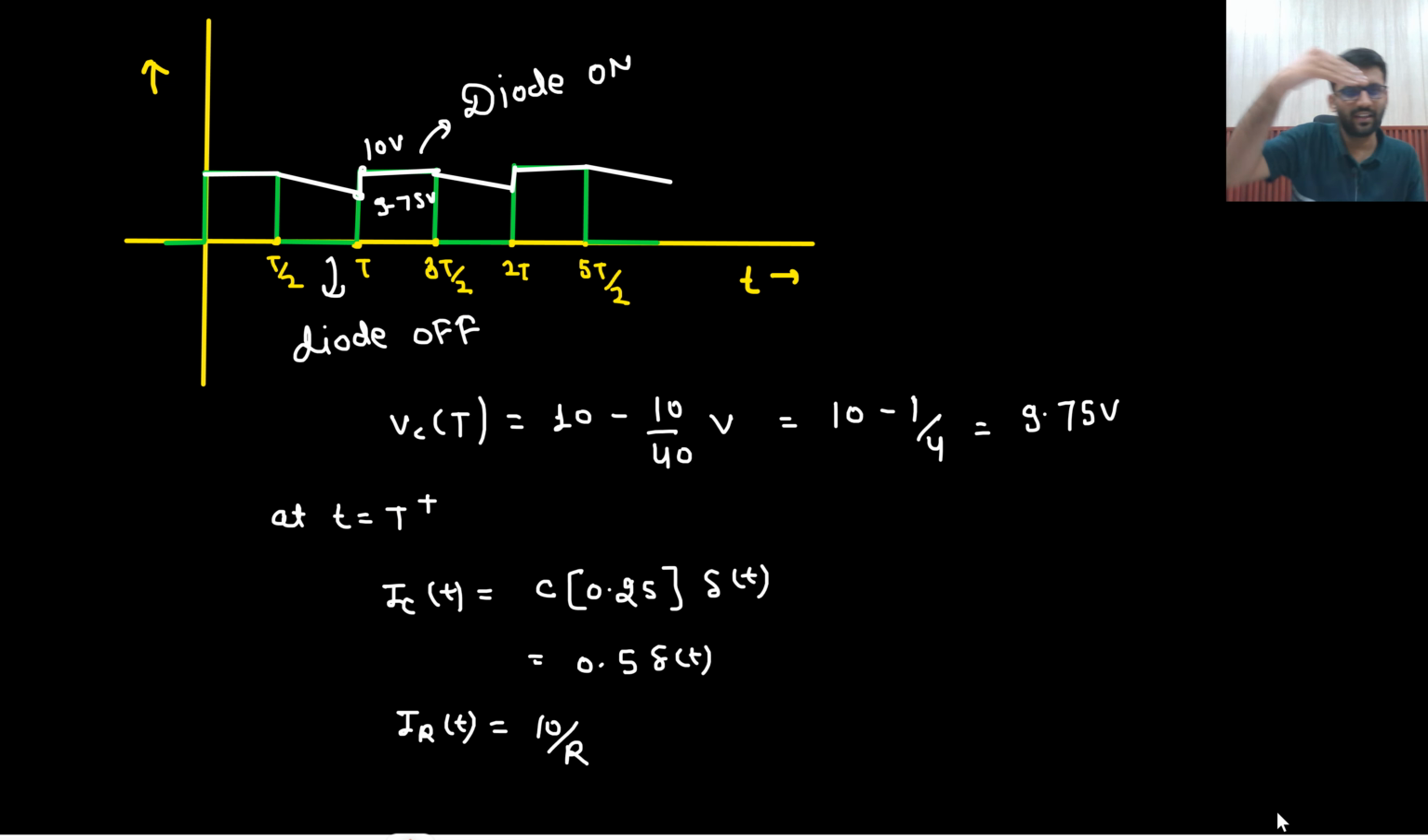So it is discharging linearly only till 9.75, until it reaches that. Then the diode again turns on, and suddenly the capacitor is getting 0.25 more voltage. So what will be the current? 0.25 into C into delta T. So 0.5 delta T would be the current. Then the resistor current would be 10 by R.